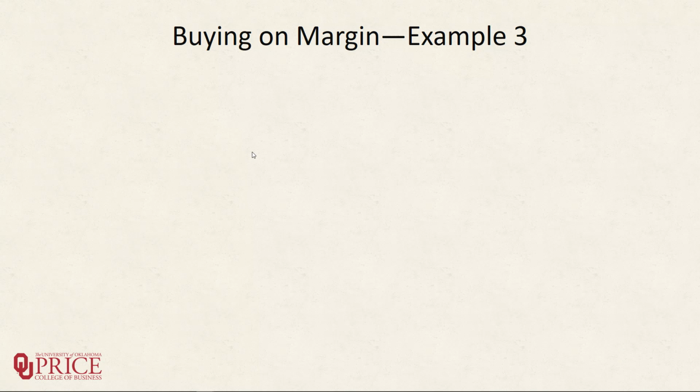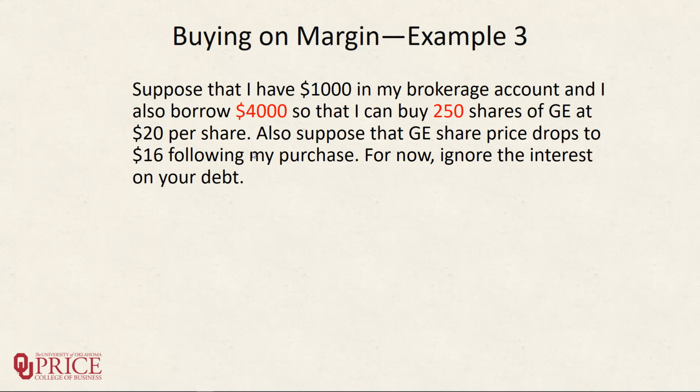Now let's take a look at example 3. In example 3, the stock return is the same as in example 2. GE stock went from $20 per share to $16 per share. But the difference here is, assume that I borrowed more money than before.